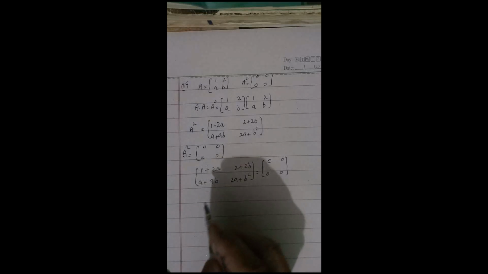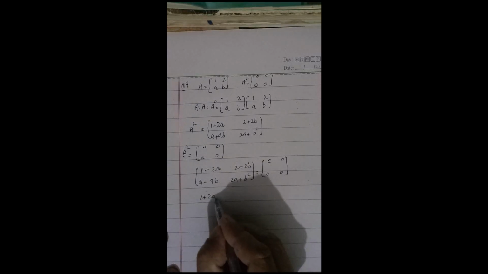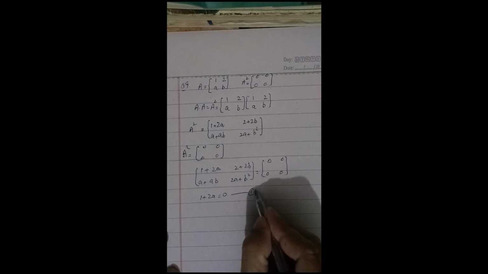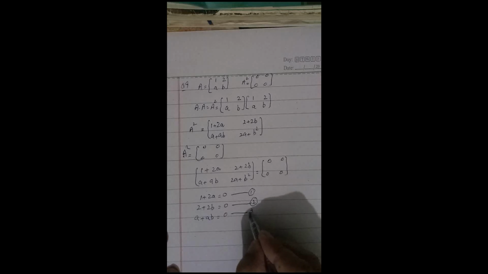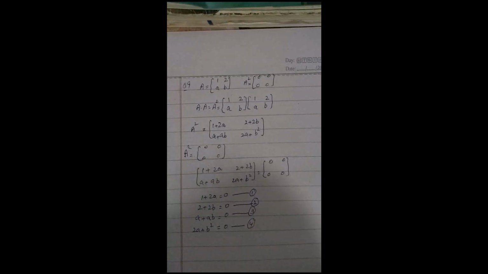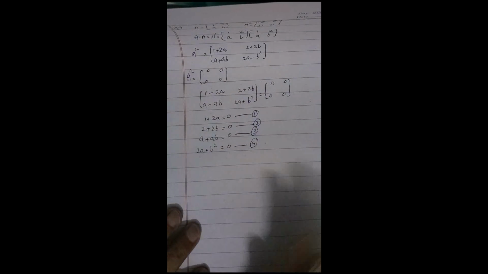And we also know that when two matrices are equal, their corresponding elements are also equal. So 1 plus 2a is equal to 0, equation 1. And second, 2 plus 2b is equal to 0, equation 2. And third, a plus ab is also equal to 0, equation 3. And the fourth one is 2a plus b square is equal to 0, equation 4. Now we find the values of a and b by solving these equations.